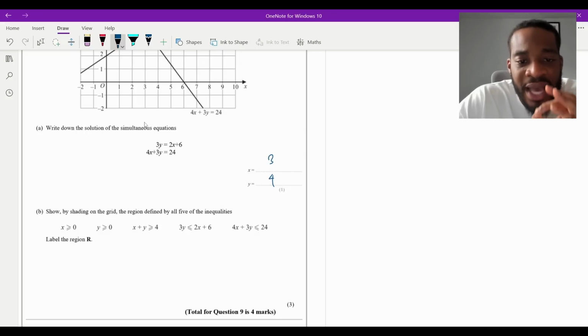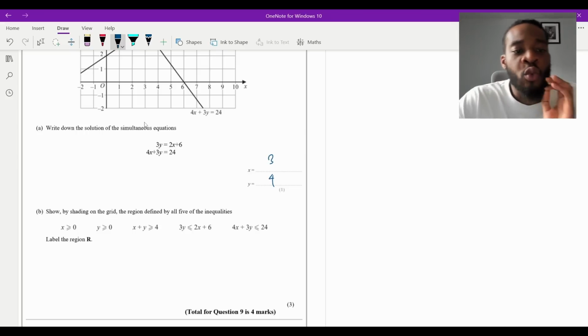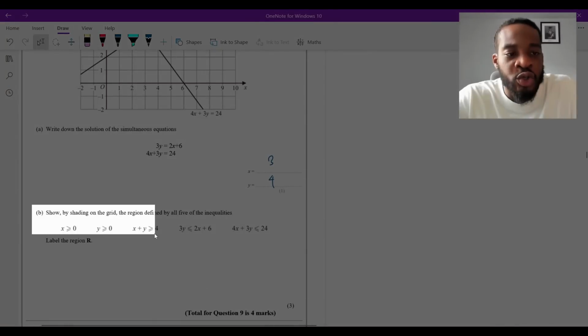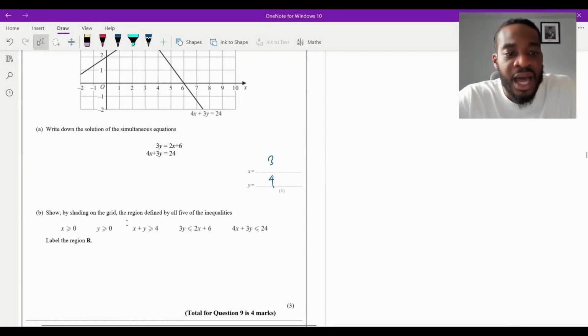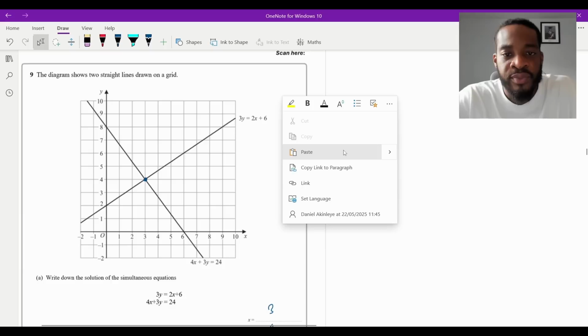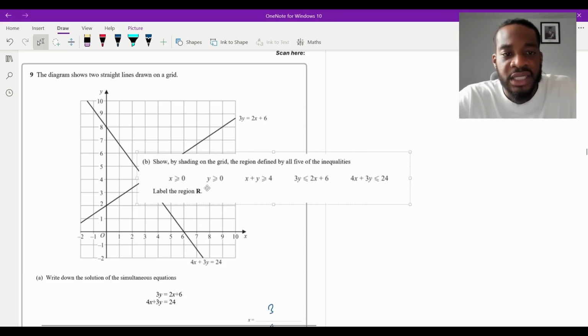And 4x plus 3y is less than or equal to 24. So with these types of questions, guys, what you want to do, let me actually screenshot this and put this up so I don't need to keep going up and down, is you actually want to make sure all of these lines are labeled, or drawn, I should say, on your diagram. So before we do that, let's see what we've got here.